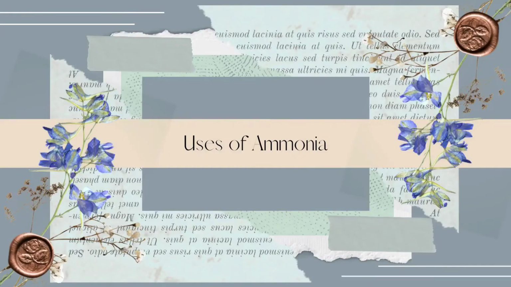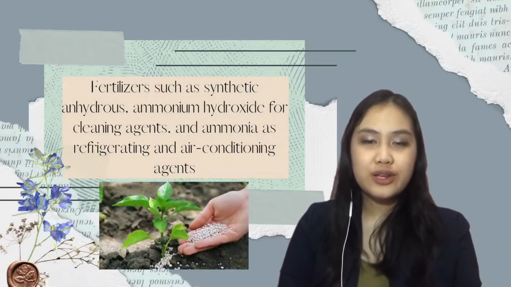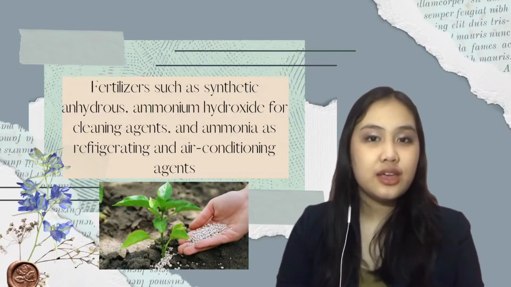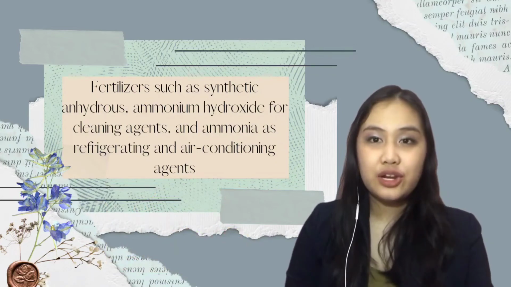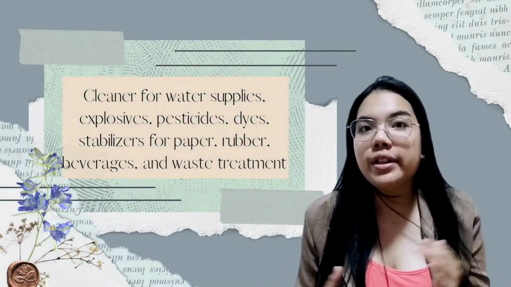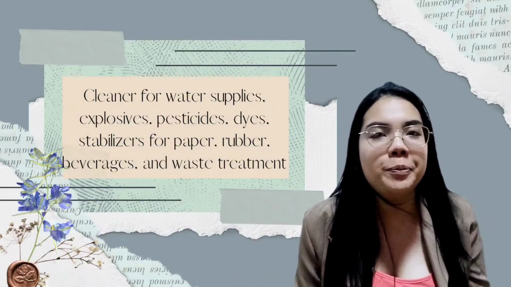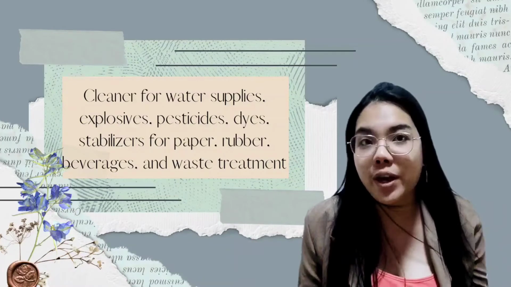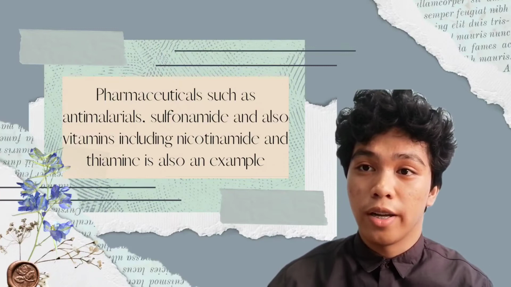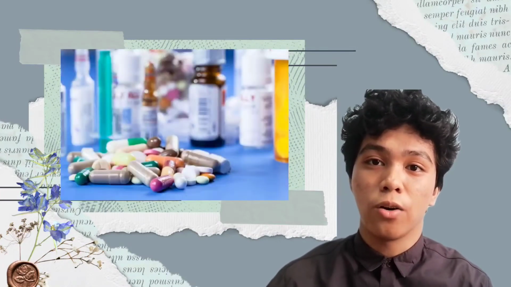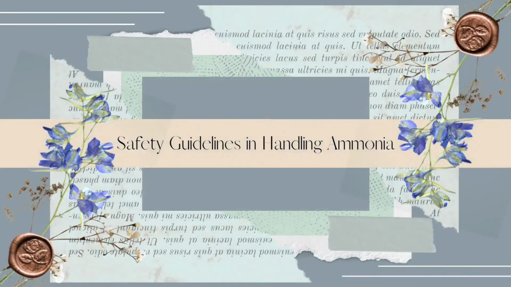Uses of ammonia. Now, let's proceed to listing some common examples and uses of ammonia. First, of course, we have fertilizers such as synthetic anhydrous, ammonium hydroxide for cleaning agents, and ammonia as refrigerating and air conditioning agents. It is also used as a cleaner for water supplies, explosives, pesticides, dyes, stabilizers for paper, rubber, beverages, and waste management. Lastly, pharmaceuticals such as anti-malarials, sulfonamide, and also vitamins including nicotinamide and thiamine are also an example.